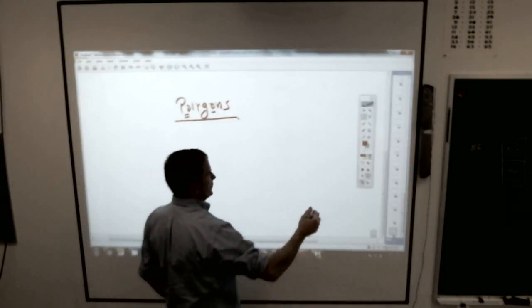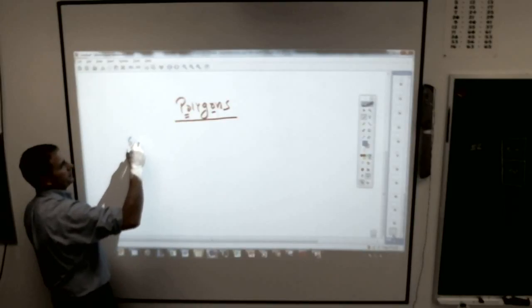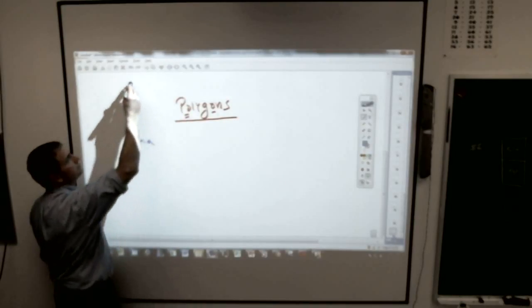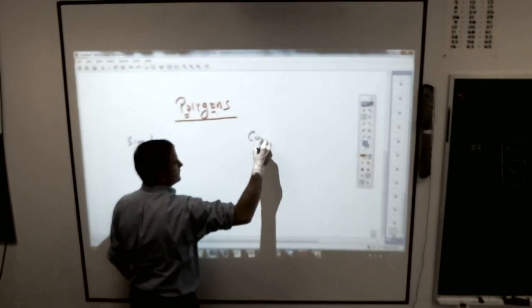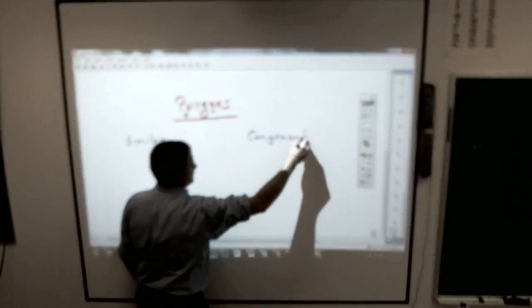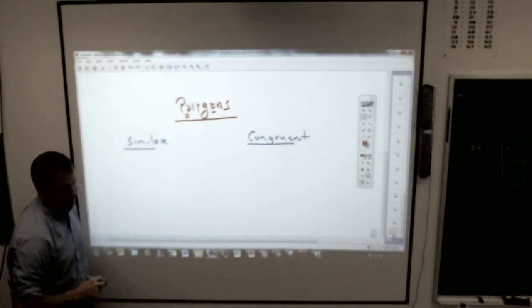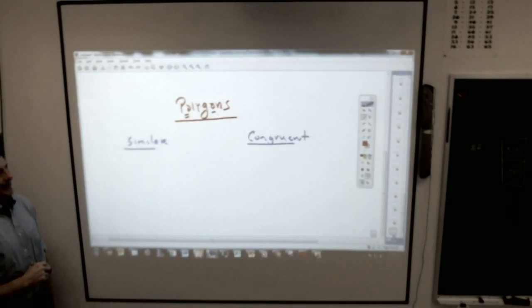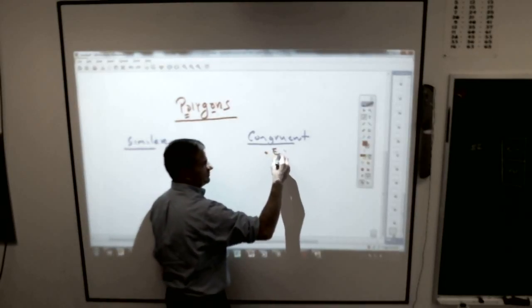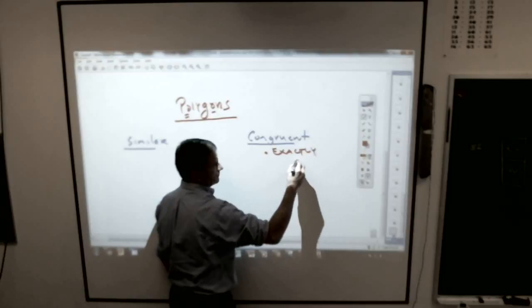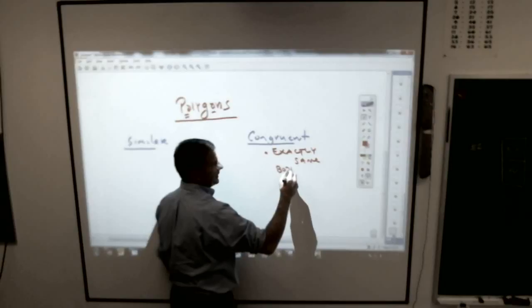With polygons, we've talked about this before, so it's a good refresher here. When you talk about polygons, you have what we call similar polygons, and we have what are called congruent polygons. What is the difference between the two? Congruent is exactly the same. It has to be exactly the same, both size and shape.